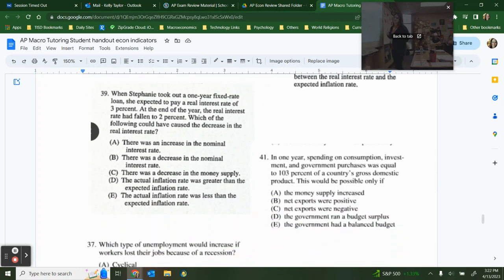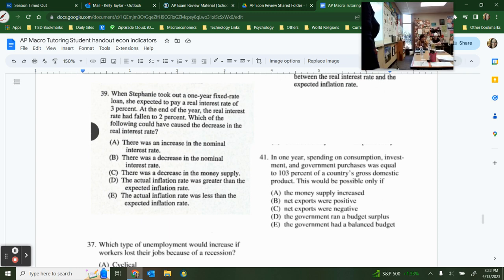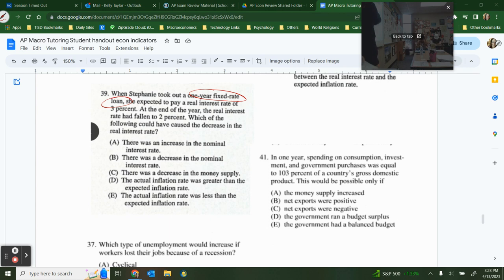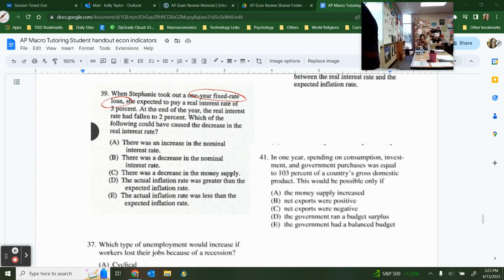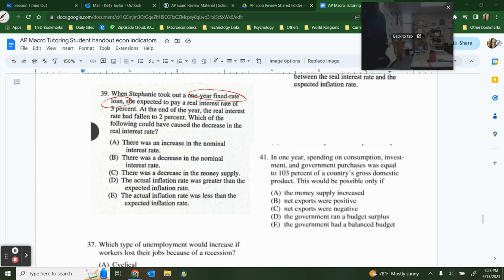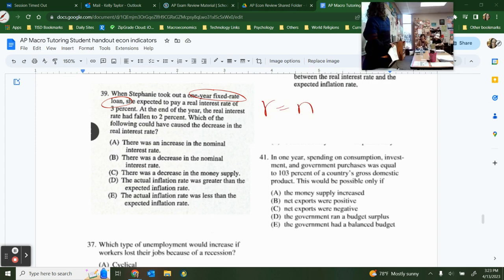Let's look at Stephanie. When Stephanie took out a 1-year fixed rate loan, she expected to pay a real interest rate of 3%. Look how many Fisher equations there are. At the end of the year, the real interest rate had fallen to 2%. Which of the following could have caused the decrease of the real interest rate? When it says that it's a fixed rate loan, what is not changing? The interest rate. Which interest rate? Real, no. Nominal. So this is real equals nominal minus inflation, or expected inflation.